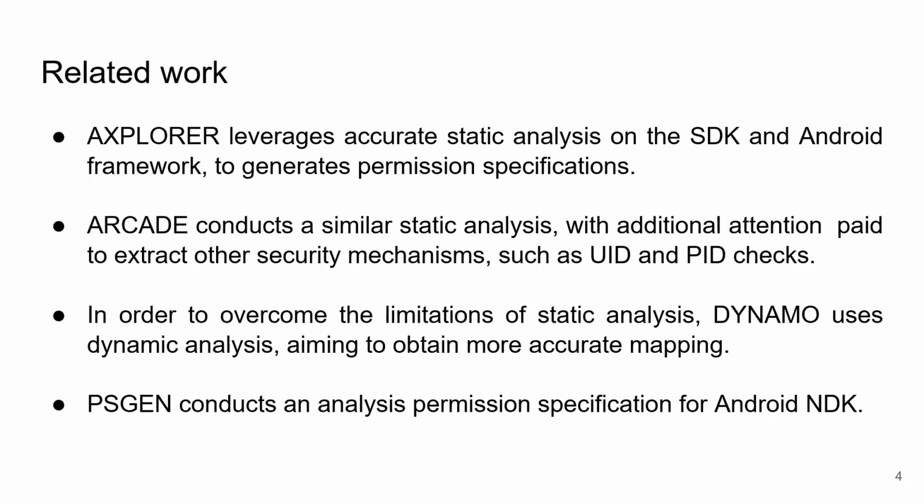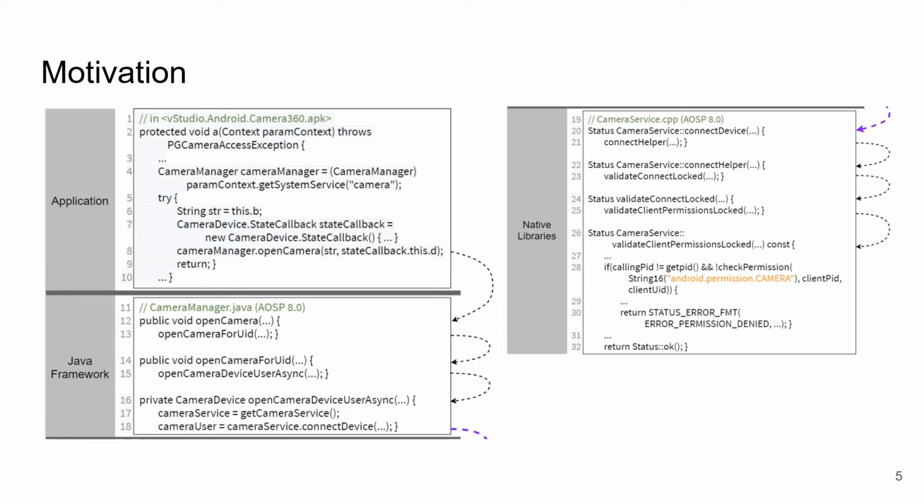Patchin conducts an analysis of permission specification for Android NDK. Our work fills the research gap by analyzing the native library and their communication with the Java framework to generate more comprehensive permission mapping. There is a real-world example to demonstrate our motivation.